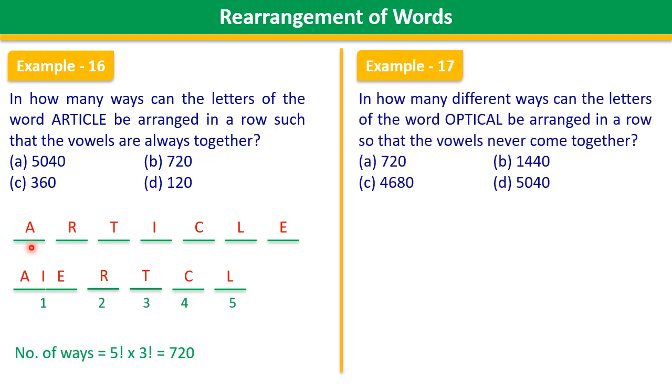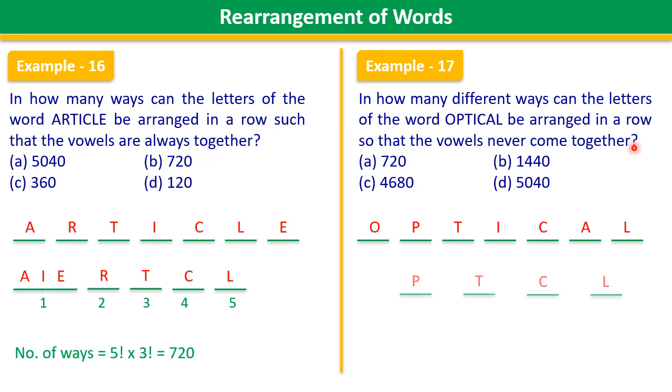Next example. In how many different ways can the letters of the word OPTICAL be arranged in a row so that vowels never come together? So in this word OPTICAL, how many vowels are there? O is a vowel, I is a vowel and A is a vowel. We want these vowels to always be separated. There should be at least one consonant between these vowels. Now when it comes to consonants, there are 4 consonants: P, T, C and L.